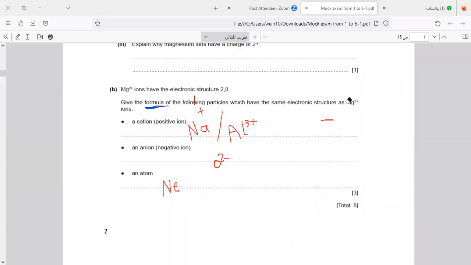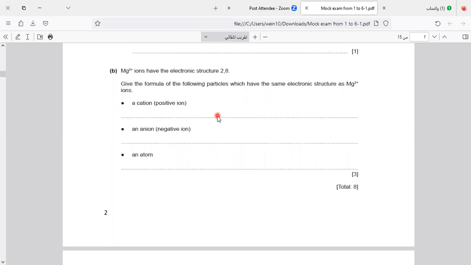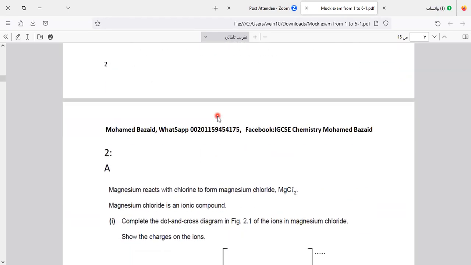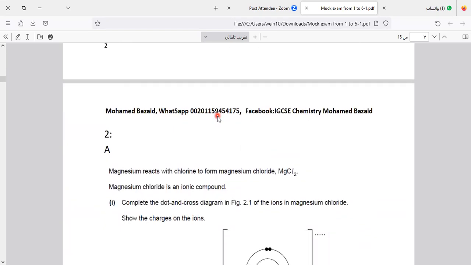Okay? So this is the first question. 8 marks for this question. So you must be on the safe side and follow the rules. Follow the rules. Next question here.